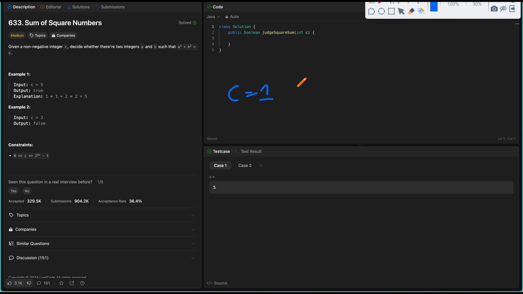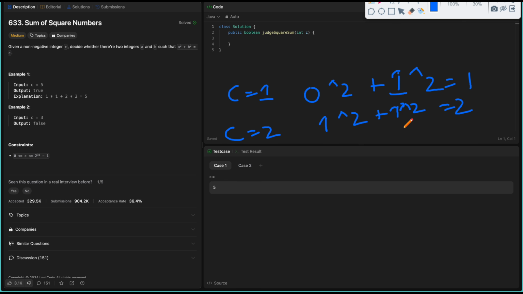The answer is we will return true because 0 is also included in that answer because 0 square plus 1 square is equal to 1, right? So that is one thing to keep in mind. Also, suppose c is equal to 2, will we return true in this case or not? Answer is again yes, because we can do 1 square plus 1 square and that will return true. So a and b actually can be equal and a can start from 0.